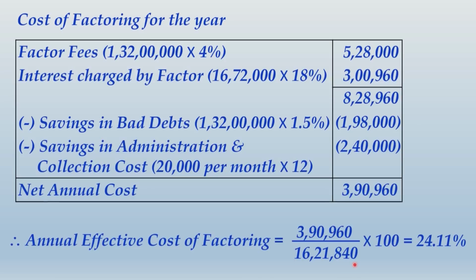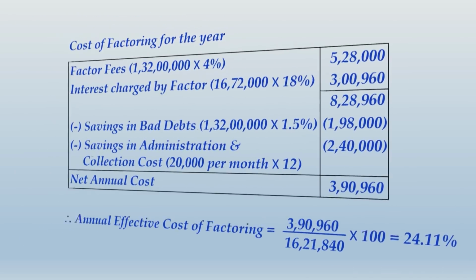And what happens finally, because these collections are made upfront, the cost of factoring increases slightly. It was 23.11% earlier, now it is 24.11%. So you may pause the video, note down the calculations, and if you are done writing this whole thing, let us move ahead.